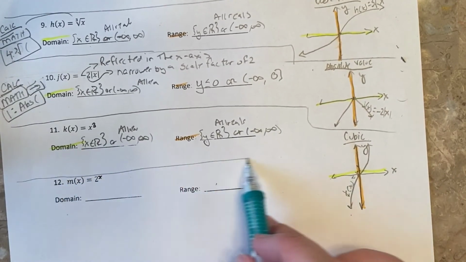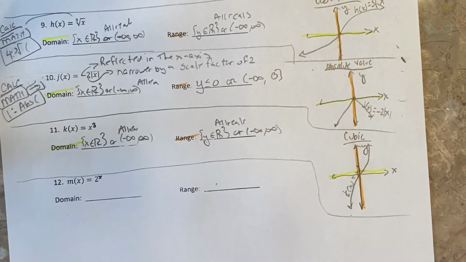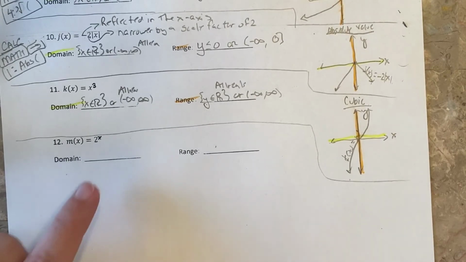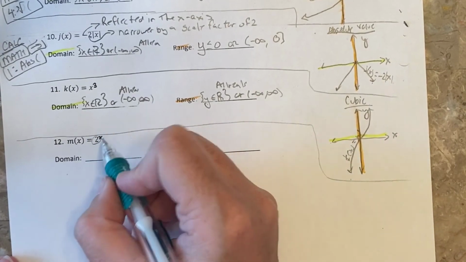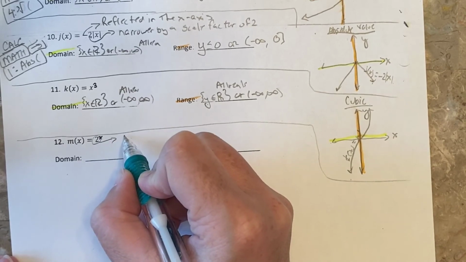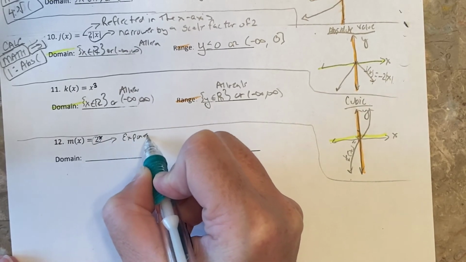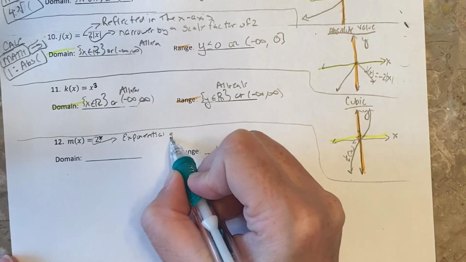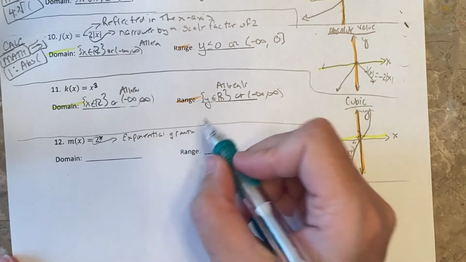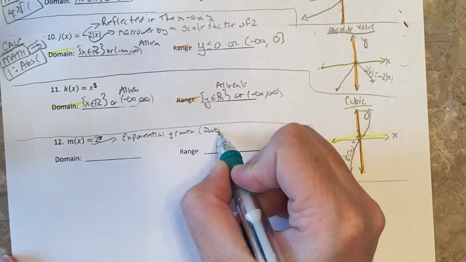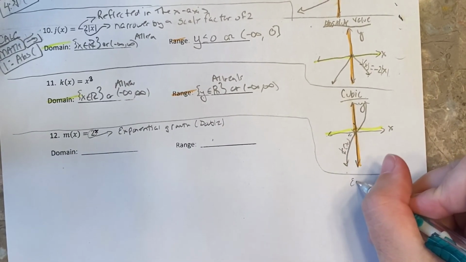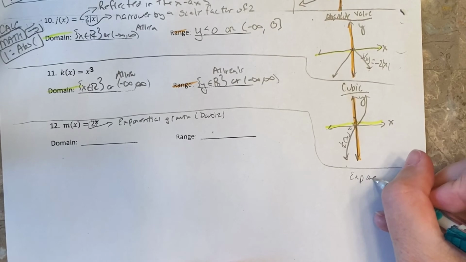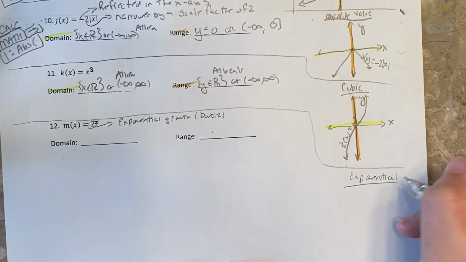All right, and we've got one more to go, almost done. Okay, so this one is going to be our exponential. Basically, you know by looking at that 2, that's going to mean exponential growth because it's bigger than 1. And specifically, you should know that it doubles because, well, it is 2. Okay, so this is going to be an exponential graph.